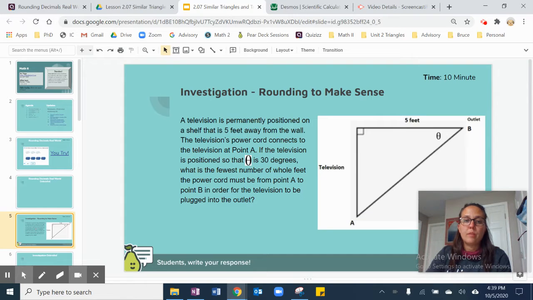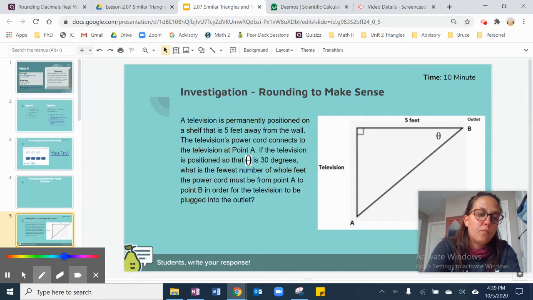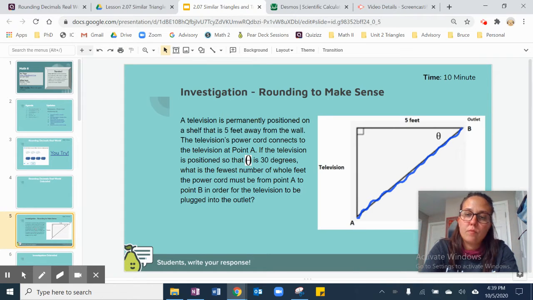A television is permanently positioned on a shelf that is 5 feet from the wall. The television's power cord connects to the television at point A. So that means we know that if this is where the power cord connects to the television, then this must be the power cord.